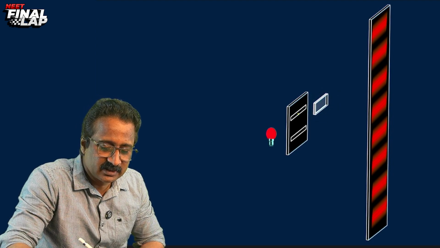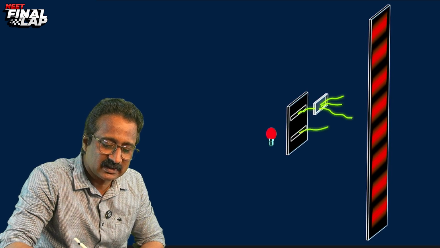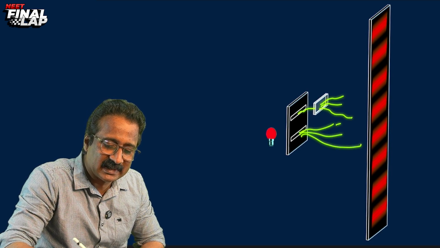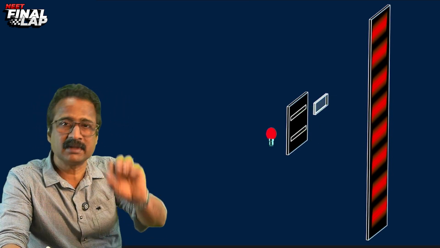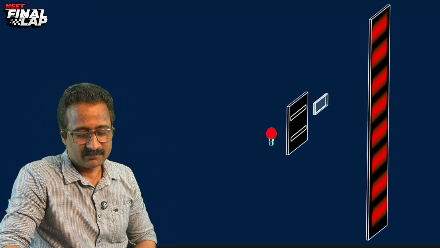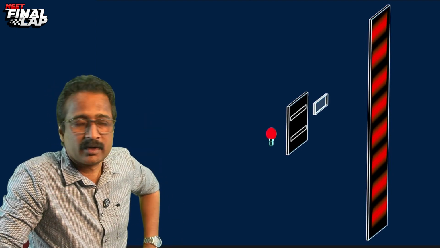That means the light coming through that slit can reach the screen only after passing through the glass plate, while the light from the second slit reaches directly. So light passing through the first slit crosses the glass slab and then reaches the screen, while from the second slit, light is directly hitting the screen. Will it make any change?